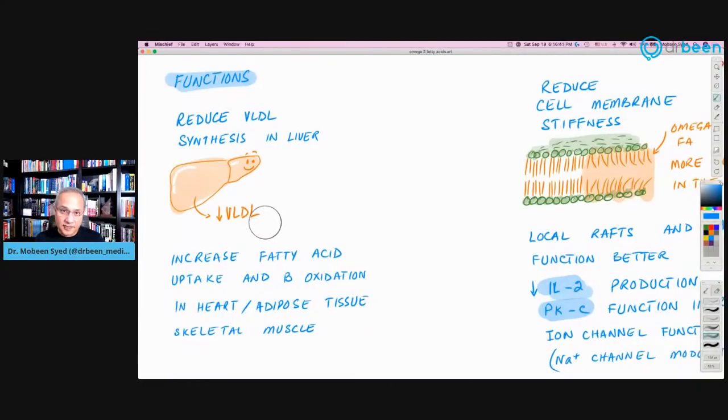So, functions. And again, I'm not going to drill down into every single function, but the important functions from the COVID-19 point of view. Remember, Dr. Paul Marik says that for long haulers, taking fish oils would be very beneficial as an anti-inflammatory. So see here, number 1, fish oils or omega-3s reduce the production of VLDL in the liver. So that is cholesterol related. So good thing, reduce VLDL.